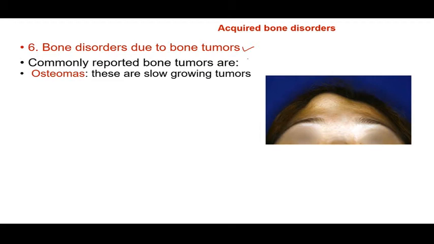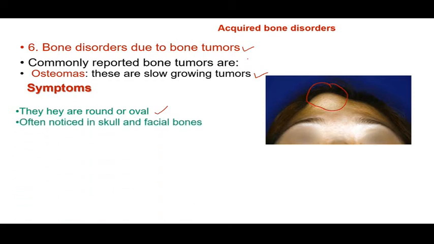Although the cause of most bone tumors is unknown, in certain cases genetic alterations play an important role. Commonly reported bone tumors are osteomas. These are slow growing tumors, round or oval, that project from the subperiosteal or endosteal surface of the cortex. These are often noticed in skull and facial bones.